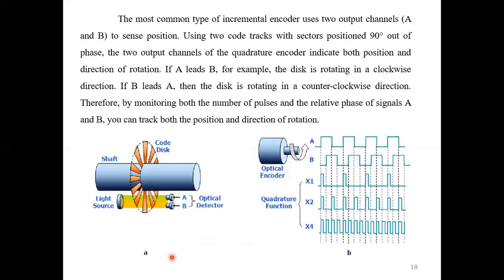If A leads B, for example, the disk is rotating in the clockwise direction. If B leads A, the disk is rotating in the counterclockwise direction. Therefore, by monitoring both the number of pulses and the relative phase of the signals A and B, you can track both the position and direction of the rotation.